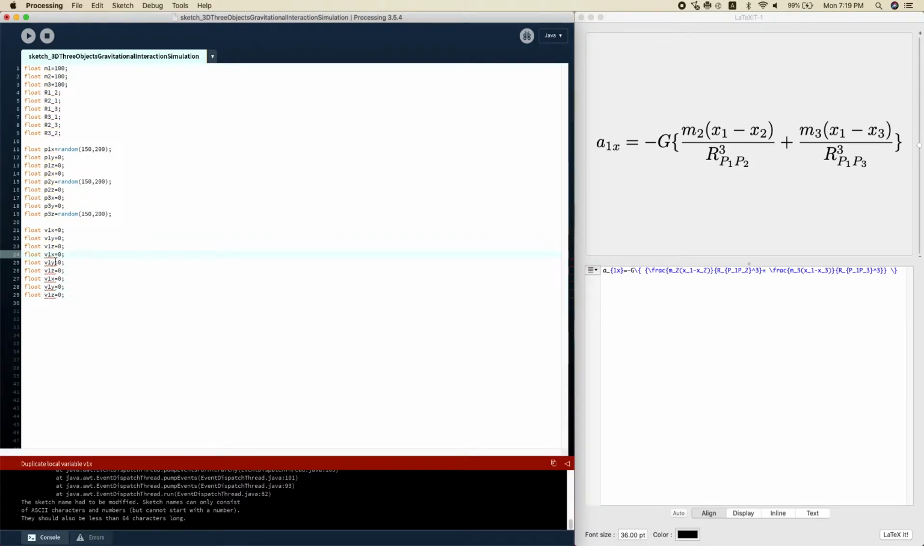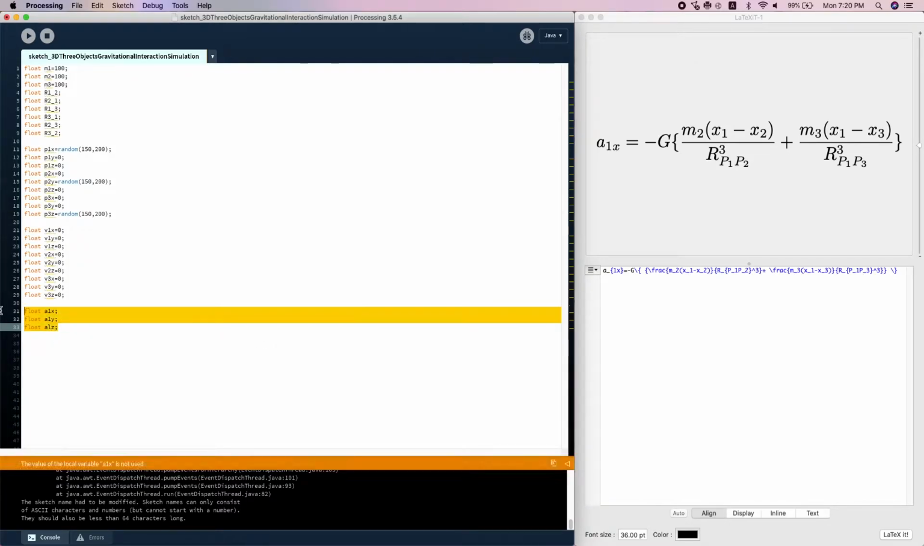And here, of course, we need v2 and v3. Now what we're going to need is the acceleration values, and these acceleration values are going to be defined by this equation, but for now I'm just going to give them a value of 0. I'm just going to declare them: a1x, a1y, and a1z, again.